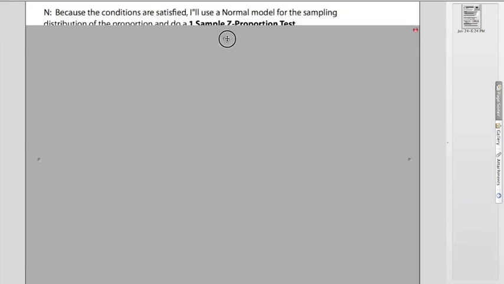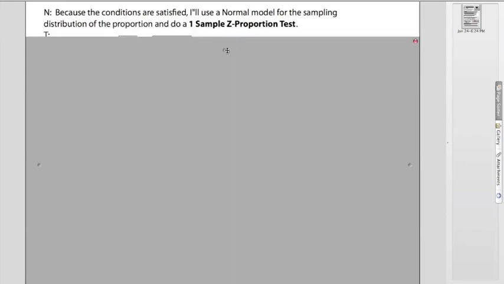Okay, let's go down just a little bit. N, we have to name our test. Now, because all the conditions have been satisfied, we're allowed to use the normal model, and I'm going to use a one-sample z-test for a proportion, abbreviated in your calculator as 1-PropZTest, I believe.